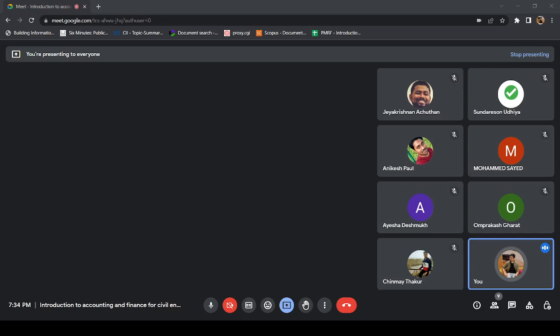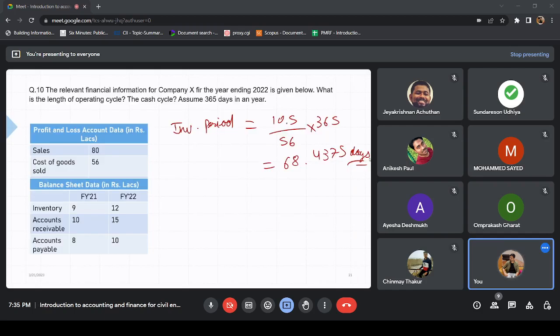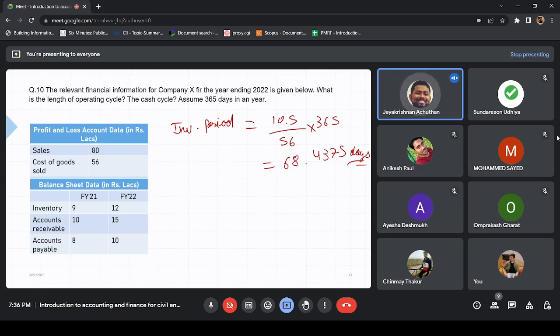68.4375 days. Okay, I am coming back to you guys. Are you following what is happening? In the problem statement which Professor Sudhir was showing, there he had directly given the period. 2 months, 1 month for the debtor, 1 month, 2 months for the creditor. So we didn't have to do this additional calculation from a cost value or from a sale value. We didn't have to derive anything period wise.